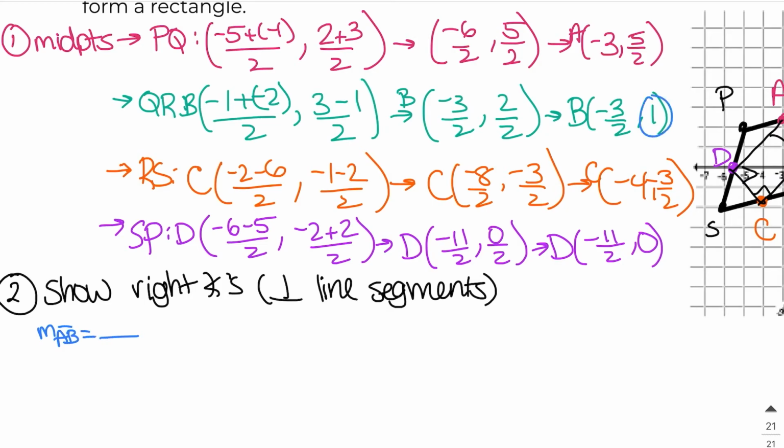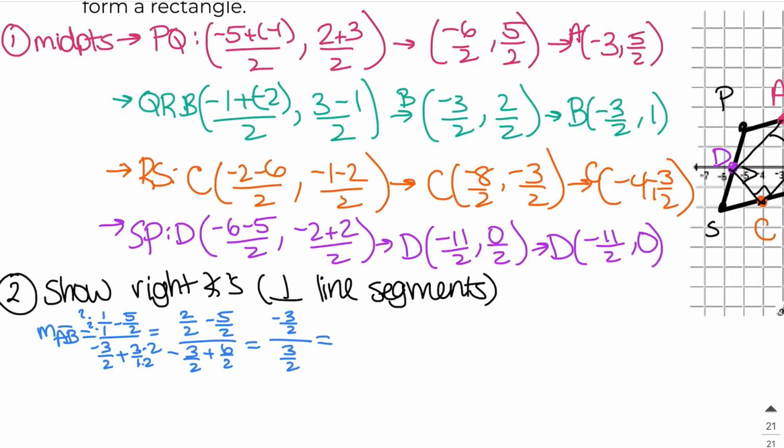So I'm going to do y2 minus y1, which is 1 minus 5/2. And I'm going to make this 1/1. And then I'm going to do x2 minus x1, which is -3/2 minus -3, so this becomes +3. I'm going to make this 3/1. Get a common denominator of 2. So I get 2/2 minus 5/2. And then here I get -3/2, get a common denominator of 2 as well, plus 6/2. So I end up getting -3/2 all over +3/2, which is a -1.